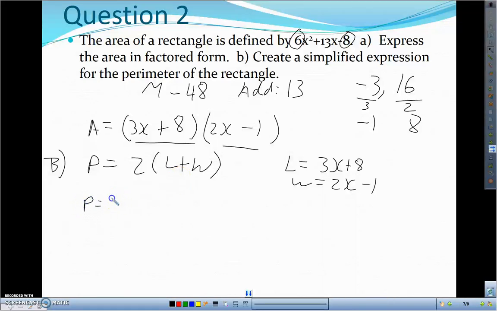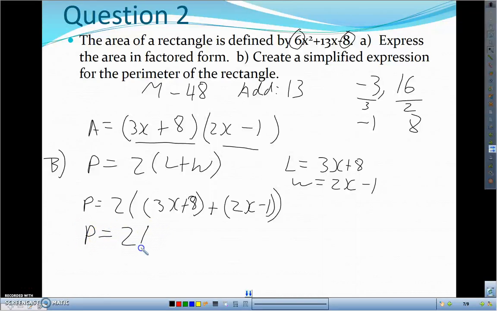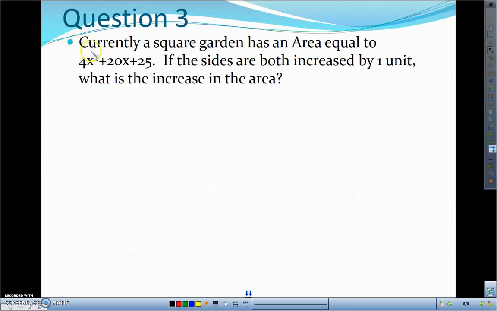So perimeter is equal to 2 times length plus width. So in this case, 3x plus 8 plus width, which is 2x minus 1. I'm going to combine like terms or collect like terms. Perimeter is equal to 2 bracket. The 3 plus the 2 is 5x. The 8 plus the minus 1 is going to be 8 minus 1, which is plus 7. Now we're going to multiply through by this 2. Perimeter is equal to 10x plus 14.